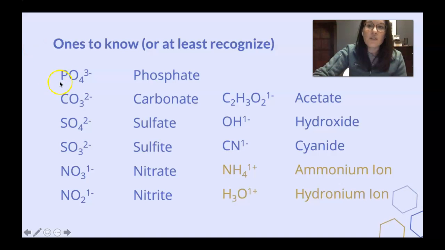All right, so phosphate, carbonate, sulfate, sulfite, nitrate, and nitrite. So those differ by 1 oxygen. Acetate, hydroxide, cyanide, and then our 2 positive ones, ammonium or hydronium. All right, so make sure you have a list of these in your notes somewhere, or you have a polyatomic ion chart downloaded. I'll upload one to the Google Classroom.